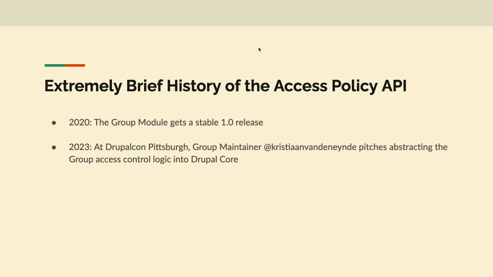Christian Vandeninde, who is one of the maintainers of the group module, goes to Pittsburgh Drupal Camp. They have a session where community members can request funding for various initiatives. The proposal for the access policy API is accepted at Pittsburgh DrupalCon, and then in 2024 in Drupal 10.3, the access policy API is released in core. The access policy API is a lot of what is happening under the hood of the group module, and it's extracted to be put in the core.